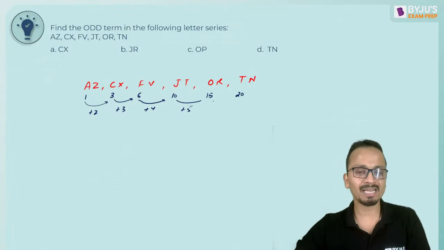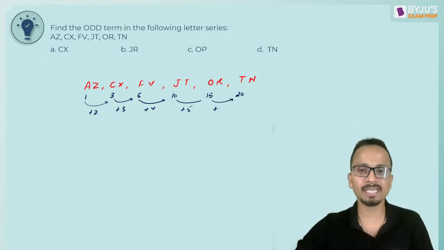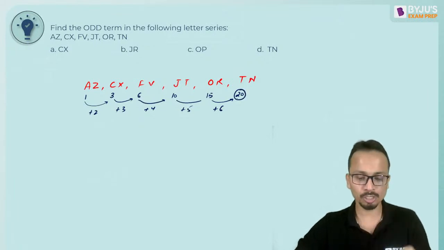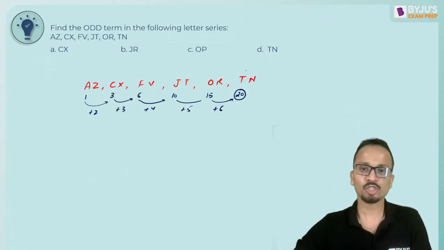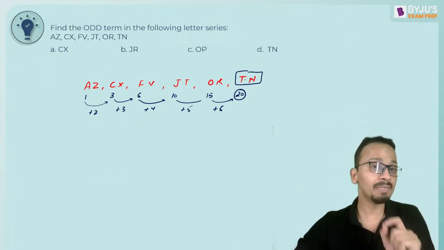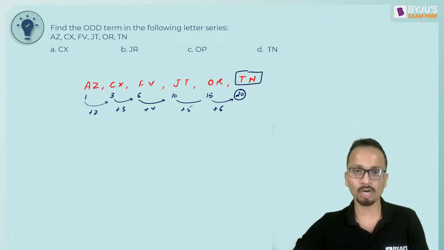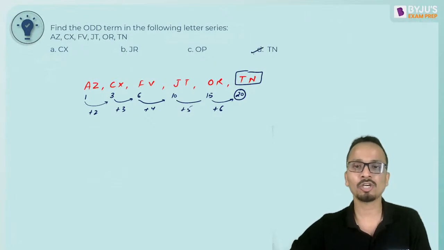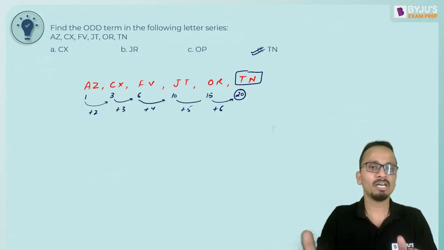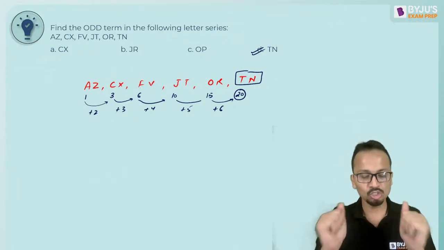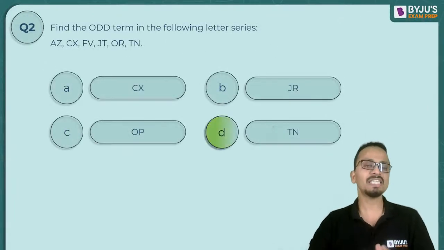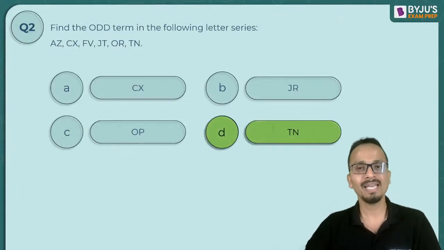So the next number that should be added should be 6. So 15 plus 6, we should get 21 instead of 20. So I can say that this is the term that is wrongly placed and hence the odd term. So Tn does not match the logic that is being used in the first few terms. So the correct answer for this is option D, that is Tn. Tn is the odd term in the following letter series.